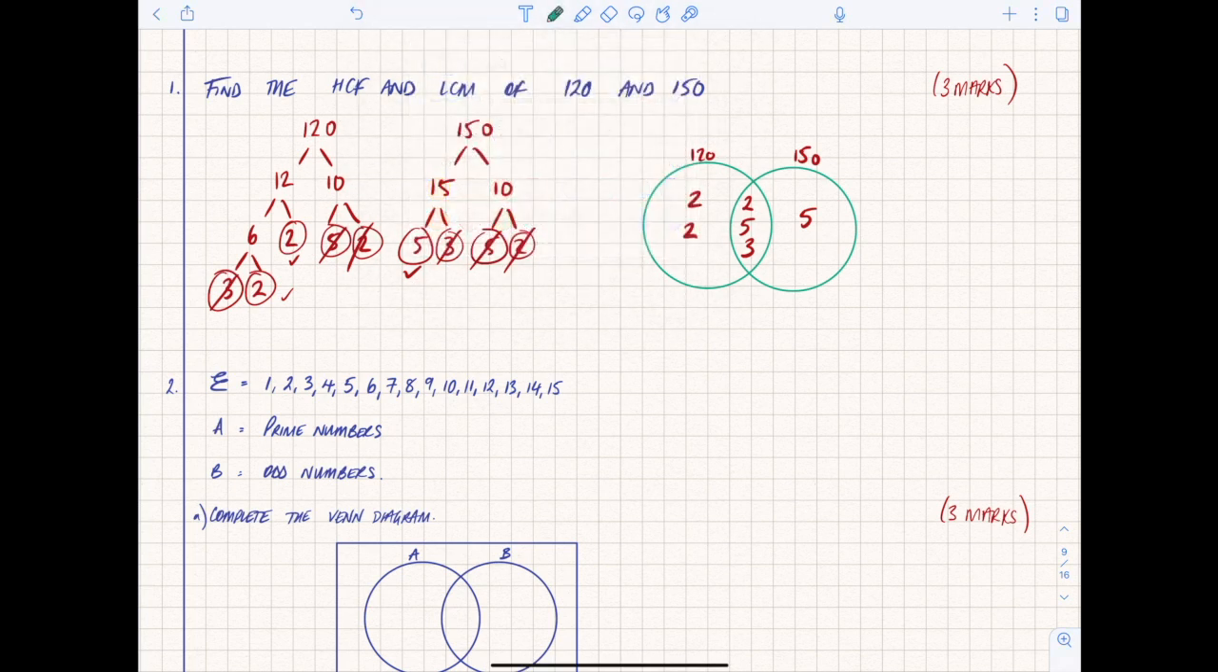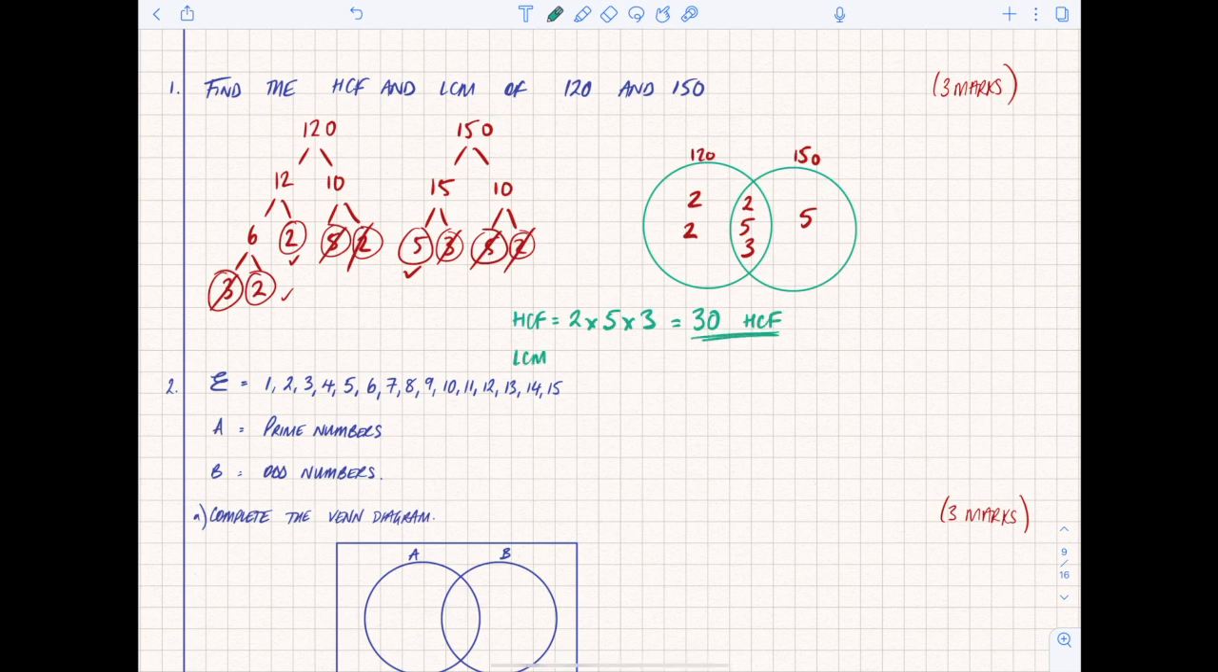Then, to find the highest common factor, the highest common factor is just this middle bit here. So you're looking at what numbers are in the middle, and you multiply them together. So I do 2 times 5 times 3. 2 times 5 is 10, and 10 times 3 is 30. So your highest common factor for this question would be 30.